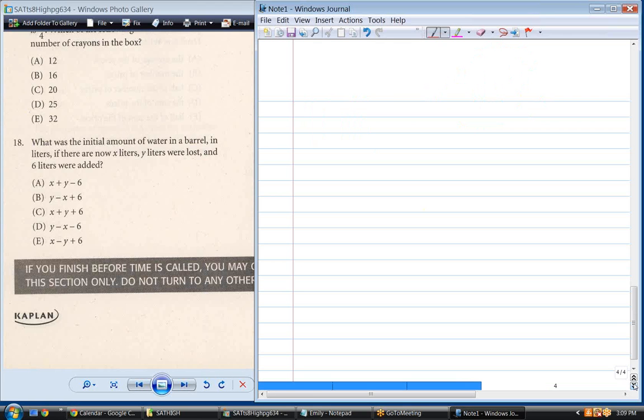So it would be x plus y plus 6. Wait, so the initial amount? So if there are now x liters, y liters are lost. Okay, so it's x plus y minus 6. Okay. That's good. You're better at these than I am. I would have looked at this and been a little confused and said, well, I see nothing but variables in the stem and variables in the answer. So I know that I can pick numbers and guarantee that I get it right. You see how that's true?